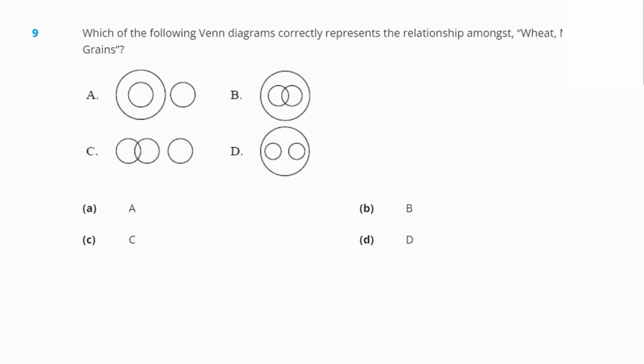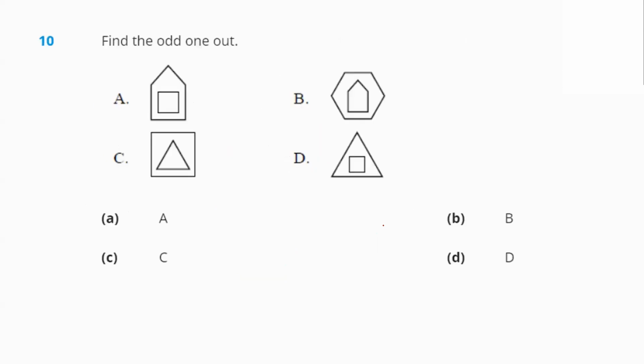Which of the following Venn diagrams correctly represents the relationship among wheat, maize, and grain? So grain is a bigger category in which wheat and maize come. So this may be grain, this is wheat, and this is maize. So our answer D will be the correct answer. Moving on to the next question.